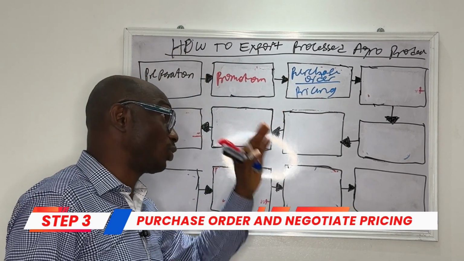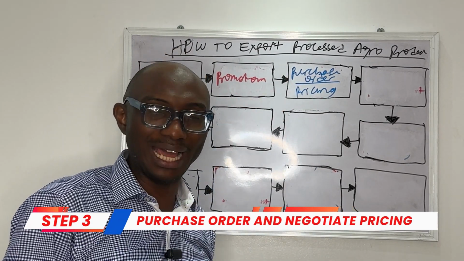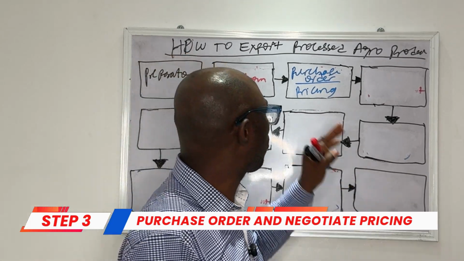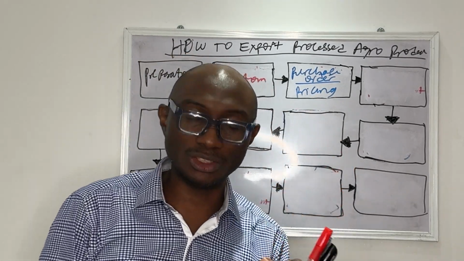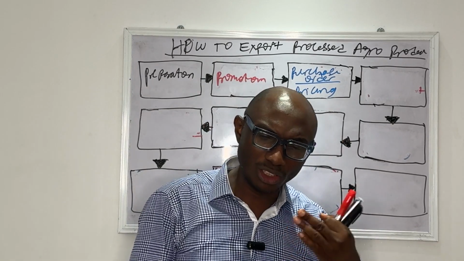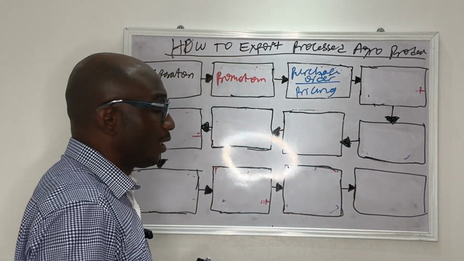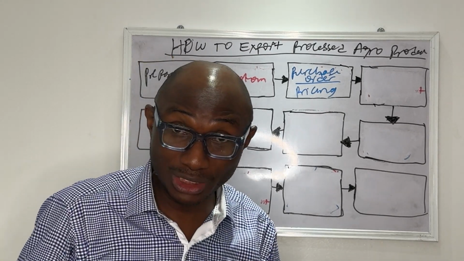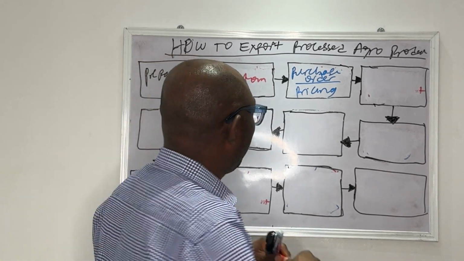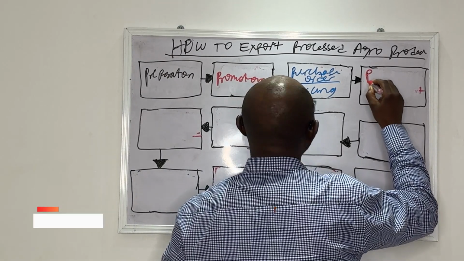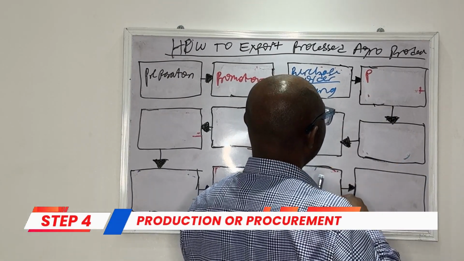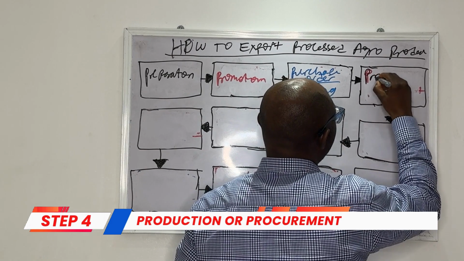And in another video, I'll be talking a lot about purchase order. I think it's going to be in the next video. I'll be talking about what should be the content of a purchase order when you are going to export. Pricing. Now, I might be the producer of the roasted cashew nut. That means I will go and start production.